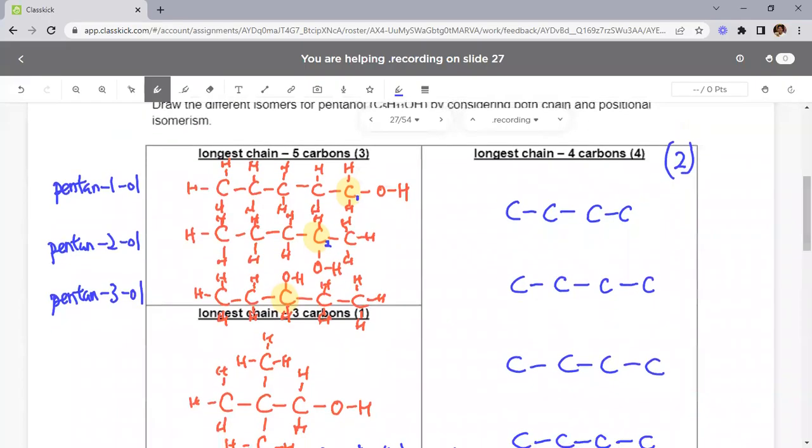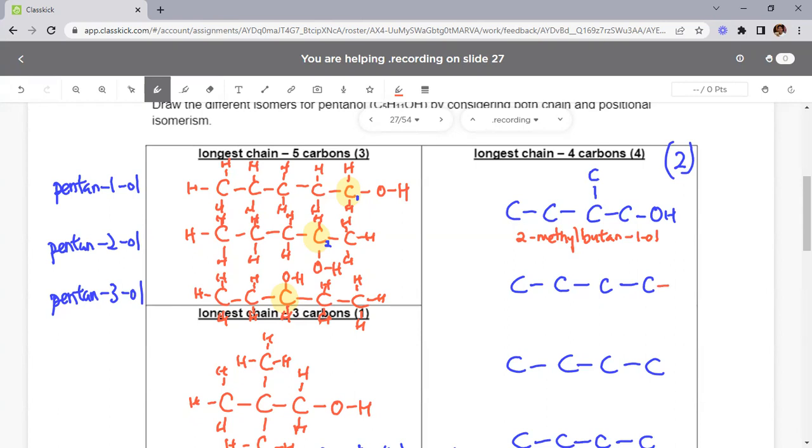Okay, let's pause. I'm not sure how many of you actually got it, but the first one would have the OH attached to the first carbon. Then I have a carbon branching out over here. This is a butane chain. I'm not going to draw the hydrogens now, you can complete the hydrogens. This one is called 2-methyl butan-1-ol, because the OH is attached to the first carbon, and the methyl group is attached to the second carbon.